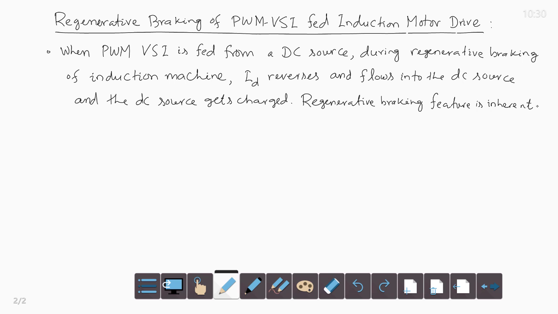So, first scheme, when the PWM VSI is directly supplied from a DC source, a battery say. In this case, when the induction motor enters into regenerative braking mode, the direction of the DC link current ID reverses and flows into the DC source, and the DC source gets charged. So, this scheme has the inherent regenerative braking facility in itself.